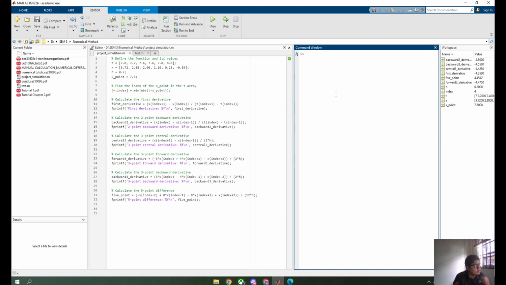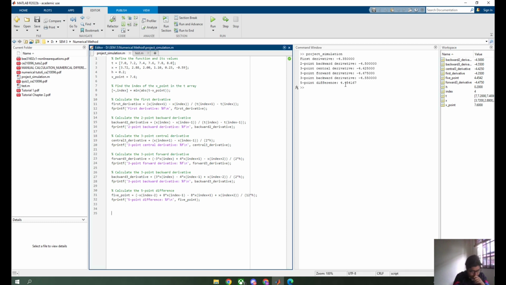For part 1, we need to find the first derivative: 2-point forward and backward, 3-point central, 3-point forward and 3-point backward, and 5-point difference for our calculation. So here is the MATLAB coding, where t is 0.0 until 8, and x is the same as the question given. Our t is 7.6. We run it, and we get the answer same as our calculation.